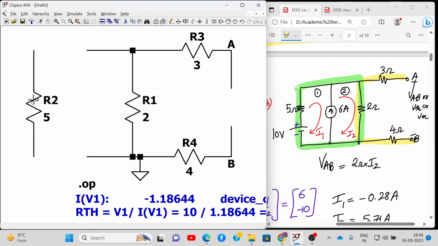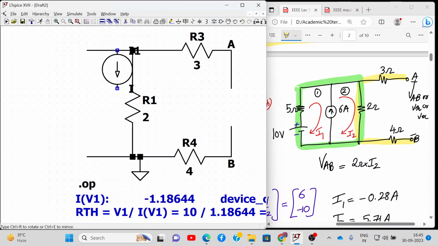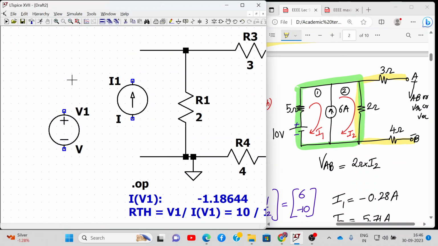So let me delete this part and add a current and a voltage source. So this is my current source. I'll change the direction over here, and then I also require a voltage source connected over here, and at the top I'll connect a resistor. Now my circuit is almost complete. Let me connect these components.